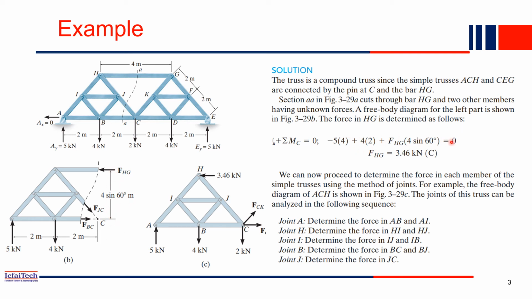So you just solve this, summation of moment about C equal to 0, and then you will get FHG equal to some value. So now you know the value of FHG. Similarly, you can compute these two also, but for the time being that is fine. Now what we have done is we have converted a compound truss into two simple trusses. Now you can imagine this is a simple truss. FHG, although it was a bar, we computed the value as 3.46. So we can now analyze this simple truss with a force of 3.46 acting in this direction.